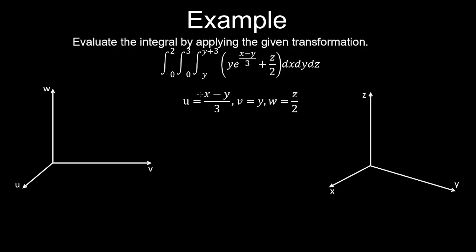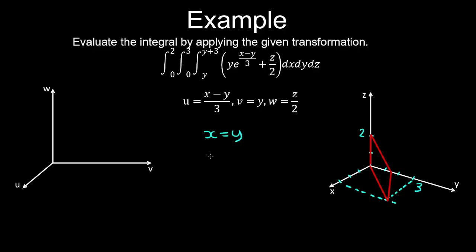Evaluate the integral by applying the given transformation. So from our limits of integration, we're integrating from x equals y. So this is a plane or cylinder with a linear base that passes through the origin. And we're integrating from y equals 0 to 3, and z equals 0 to 2. So the base of the cylinder looks something like this, and it extends up to z equals 2.